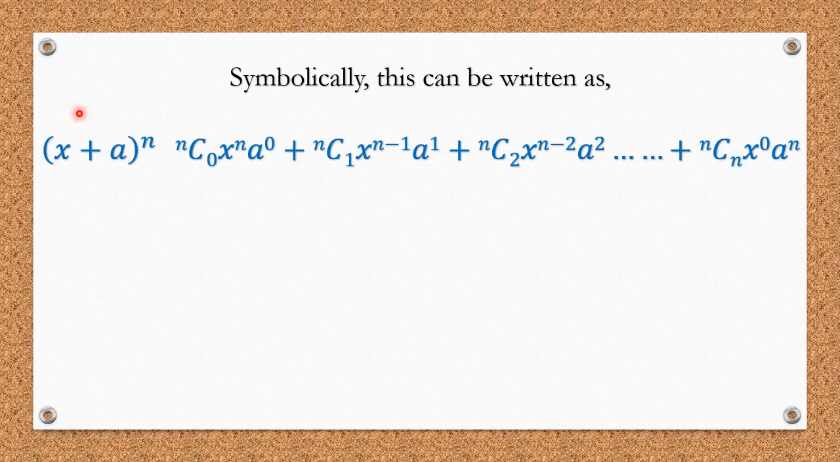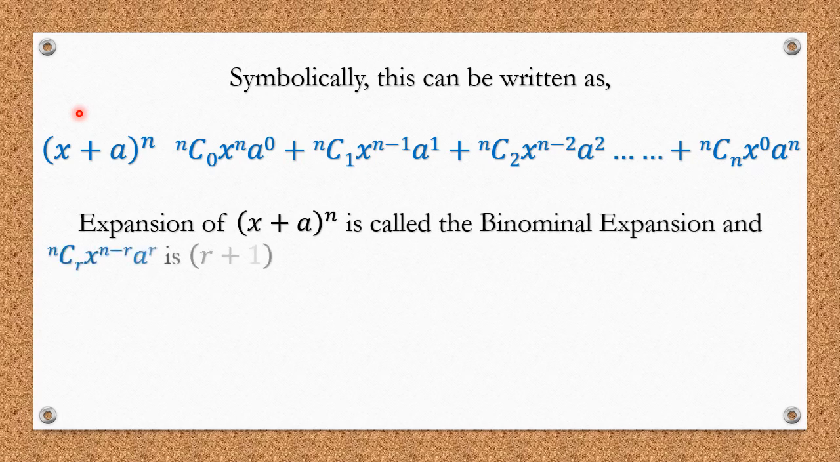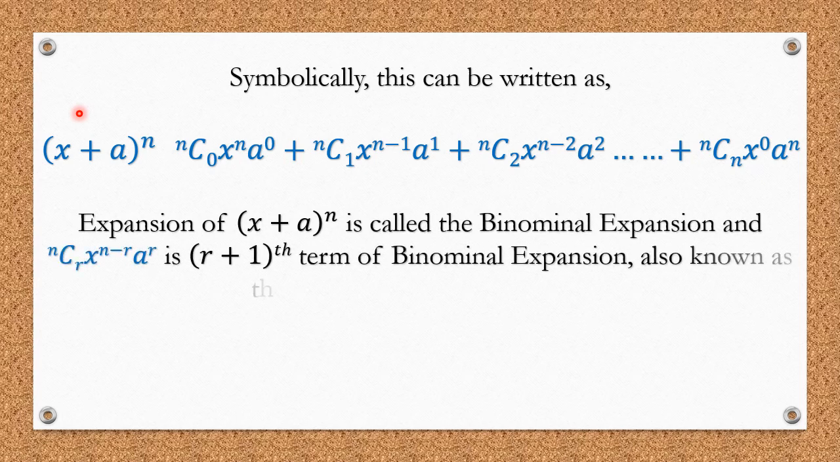You need to remember it, of course. Expansion of (x plus a) raised to n is called binomial expansion, and nCr x raised to n minus r, a raised to r is the (r plus 1)th term of the binomial expansion, also known as the general term of (x plus a) raised to n. You will need to remember this concept many times. In MCQs or 1 mark questions this kind of thing is asked, so don't forget it.